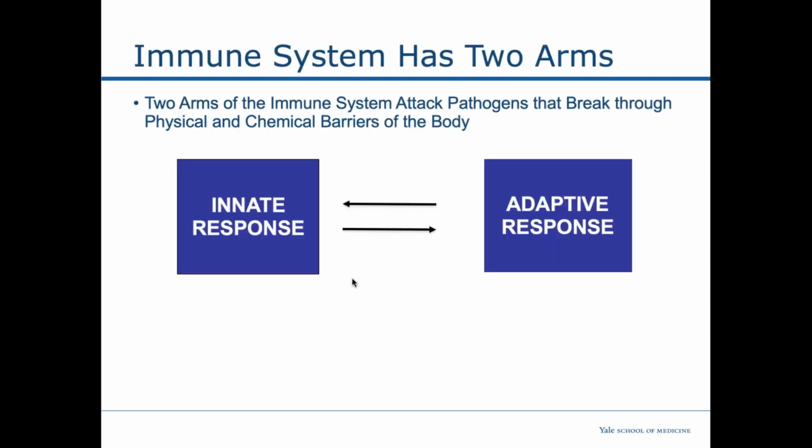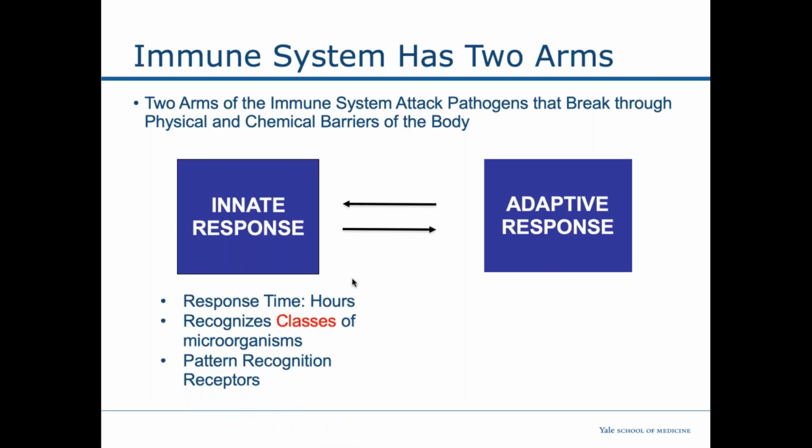The immune system has two basic arms called the innate and the adaptive. The innate is in many, many organisms, including plants, insects, mammals. It's a very ancient system of immunity. And this is a fast response that occurs in hours, and it has the ability to recognize classes of microorganisms through these special receptors, which I will talk about.